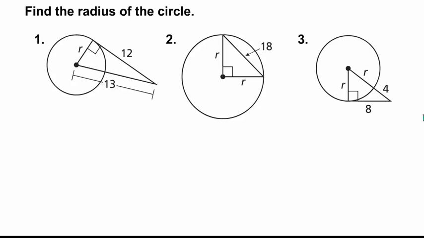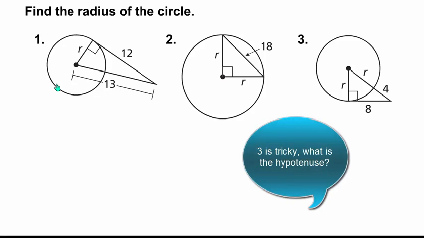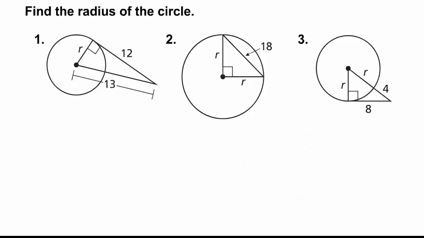Welcome back to geometry. Our last big section is about circles and how lines interact with those circles. So here we have some circles and they happen to have some right triangles connected to them in specific ways. See if you can find the radius. So the first problem is going to be Pythagorean theorem, and you should end up getting r is 5.